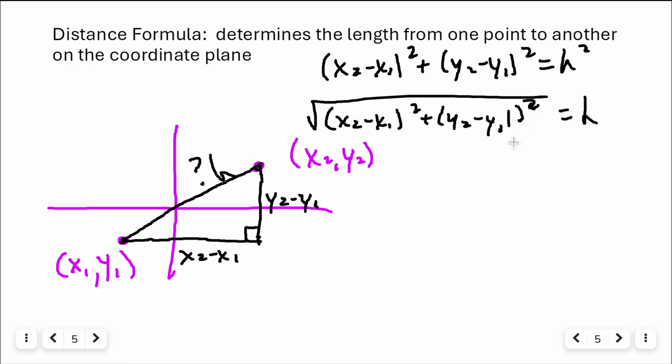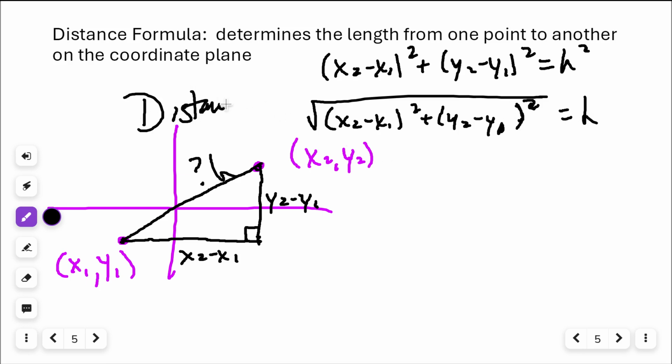Whoops, that's a mess. Let's fix this. There we go. The square root of (y2 minus y1) squared equals h. And this is the distance formula. Okay, that's my distance formula.